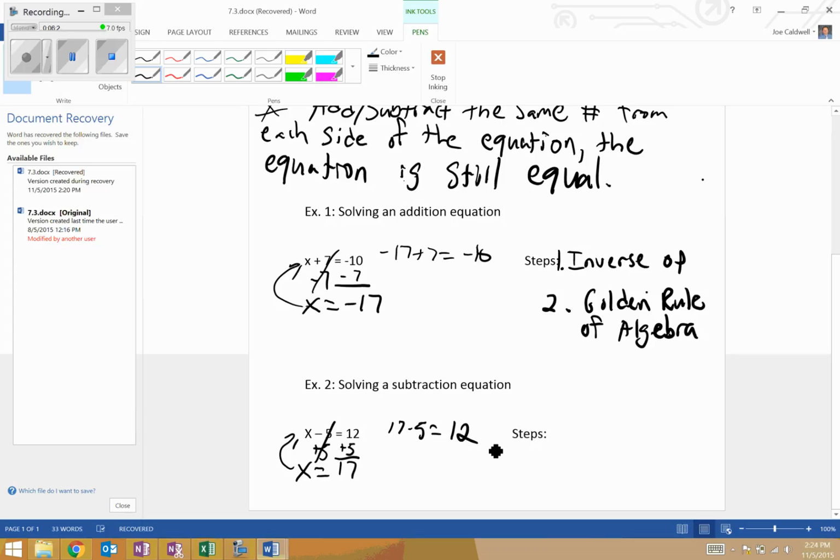So we're going to use inverse operations to get things to cancel out. And then whatever you do to one side, you have to do to the other side. All right. And then always check your answer.